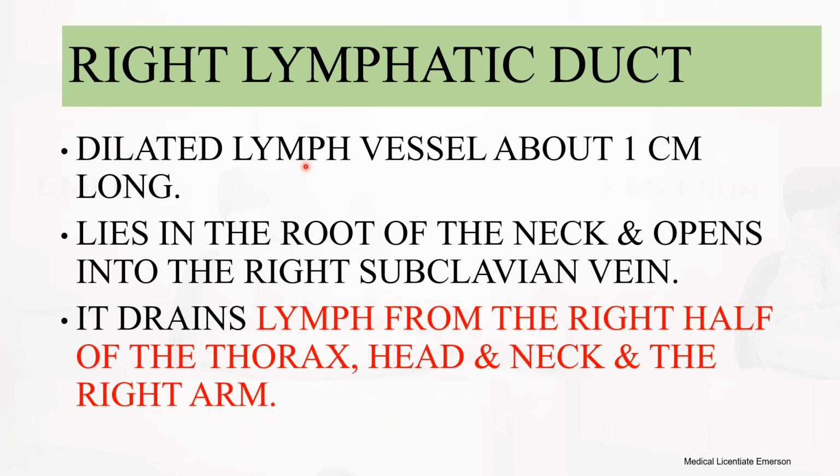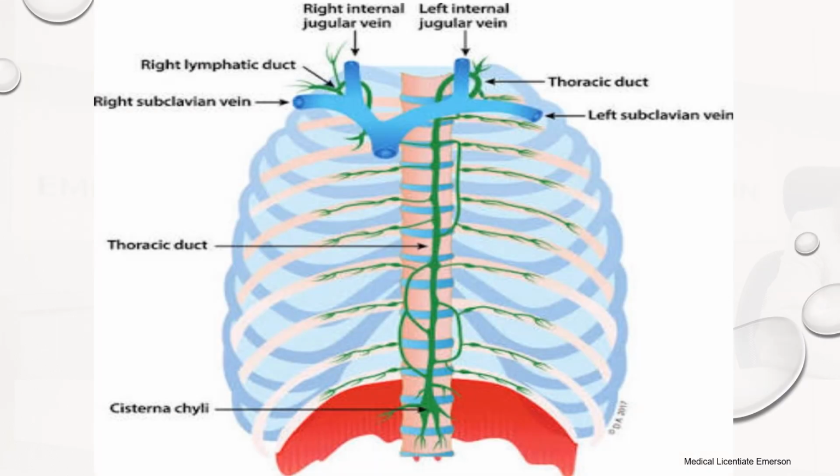Let's go to the next duct, which is the right lymphatic duct. This is a dilated lymph vessel about 1 centimeter long that lies in the root of the neck and opens into the right subclavian vein. It also drains lymph from the right half of the thorax, head and neck, and the right arm. Here we have the right subclavian vein, and the right lymphatic duct is here.